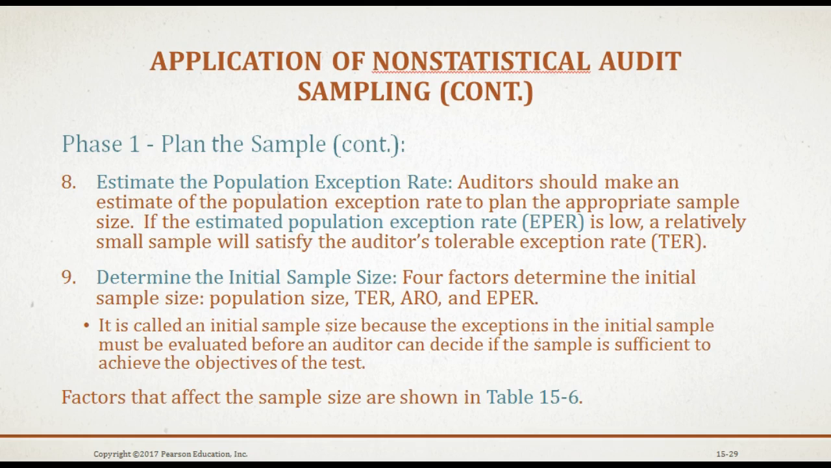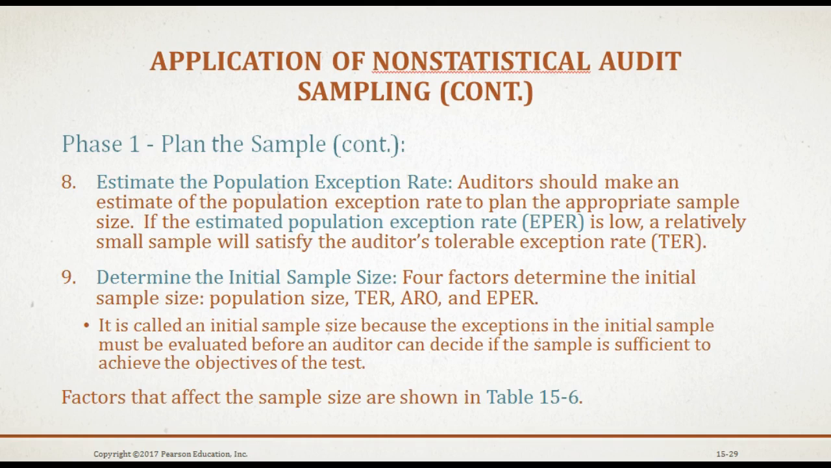The 8th step of Phase 1 is to estimate the population exception rate. The auditor should make an estimate of the population exception rate to plan the appropriate sample size. If the estimated population exception rate is low, a relatively small sample will satisfy the auditor's tolerable exception rate.